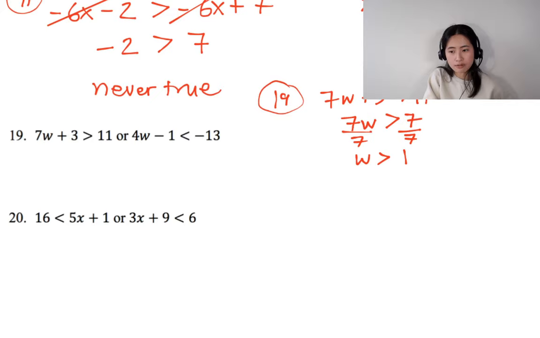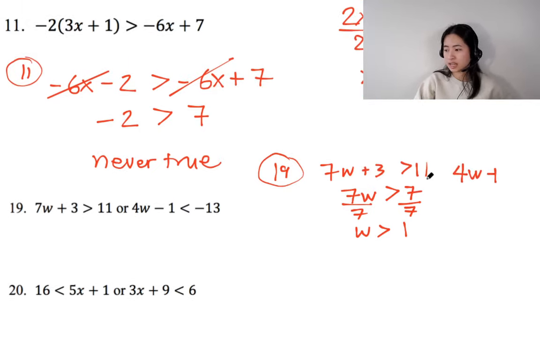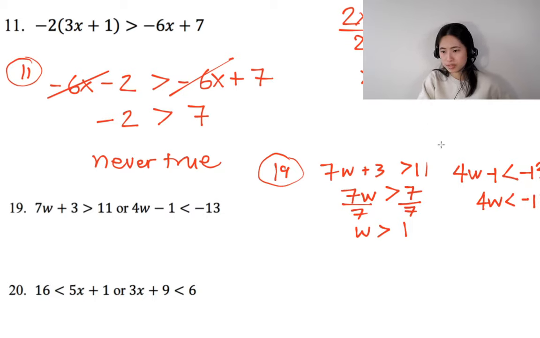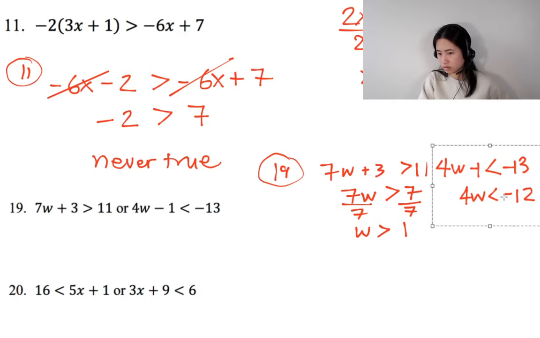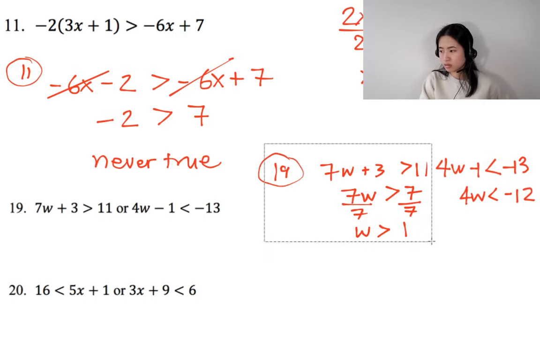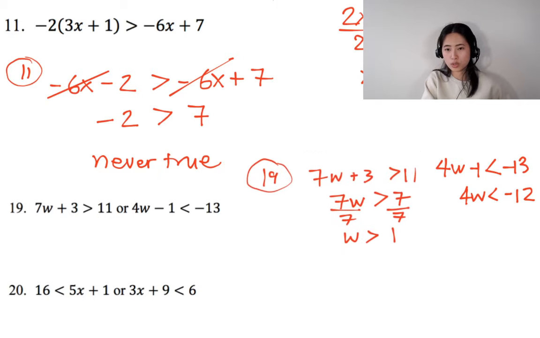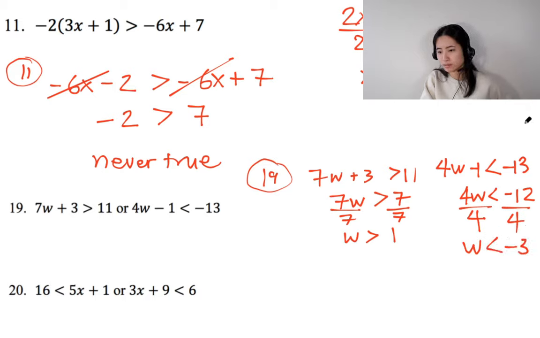On the other hand, you have 4w minus 1, which is less than negative 13, right? So negative 13, and then you have negative 1 here, so that means this would become positive 1. So that would be negative 12, right? Dividing both sides by 4, because you want to have just w, you get w is less than negative 3, right?